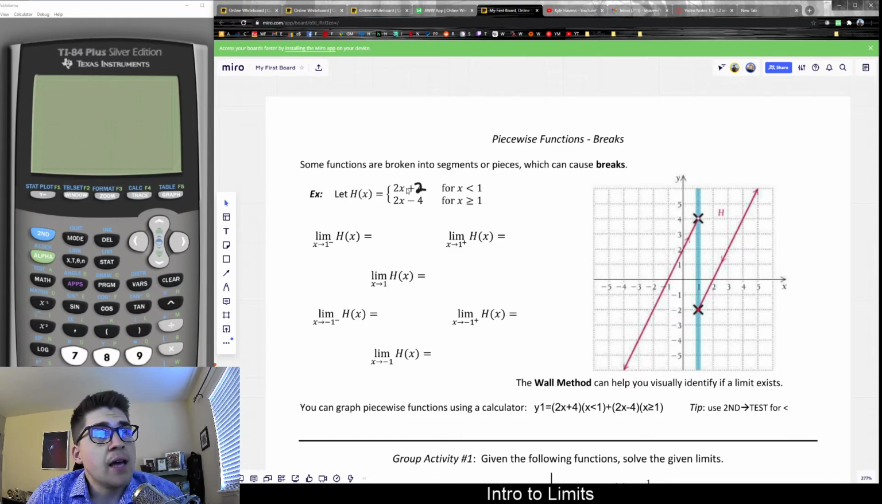So anyways, this causes a break. If we're imagining walking along our function, we have a nice continuous straight line, and at some point it just jumps to a new point and continues with the same slope. So let's examine some limits for this piecewise function. Let's say we're looking at the limit towards 1.